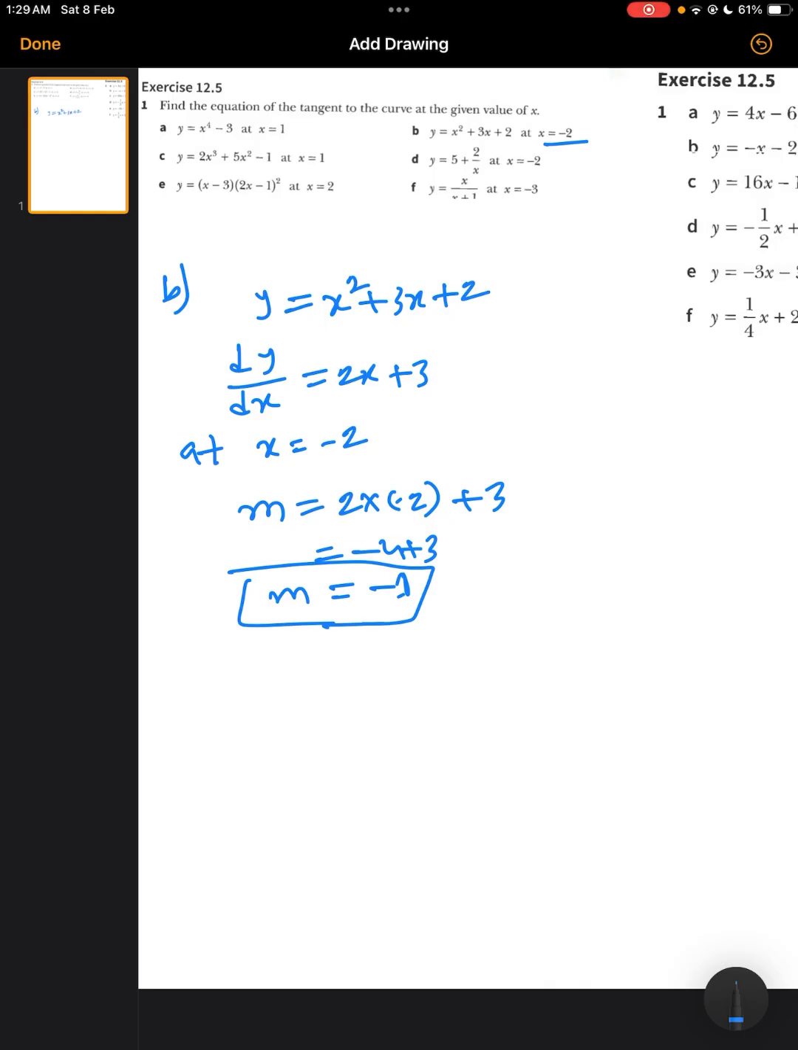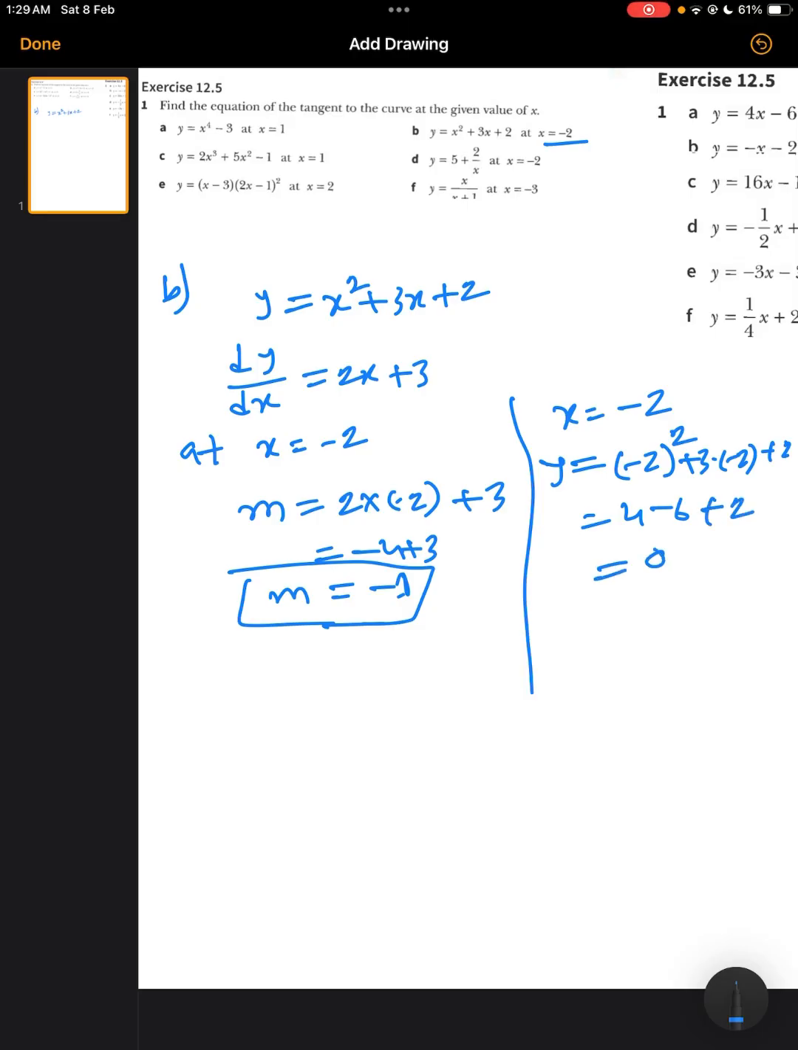Okay. Now I need coordinates of x and y. x has been given as minus 2. I have to input this minus 2 in the first equation, just the given equation. So minus 2 squared plus 3 times minus 2 plus 2 here. So 4 minus 6 plus 2, so 0. Our x1 comma y1 would be minus 2 comma 0.